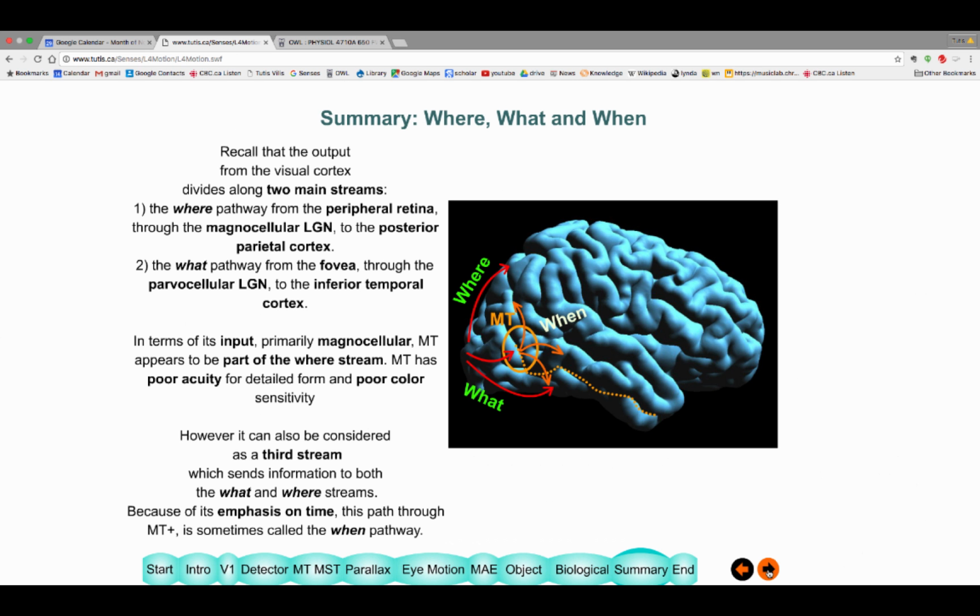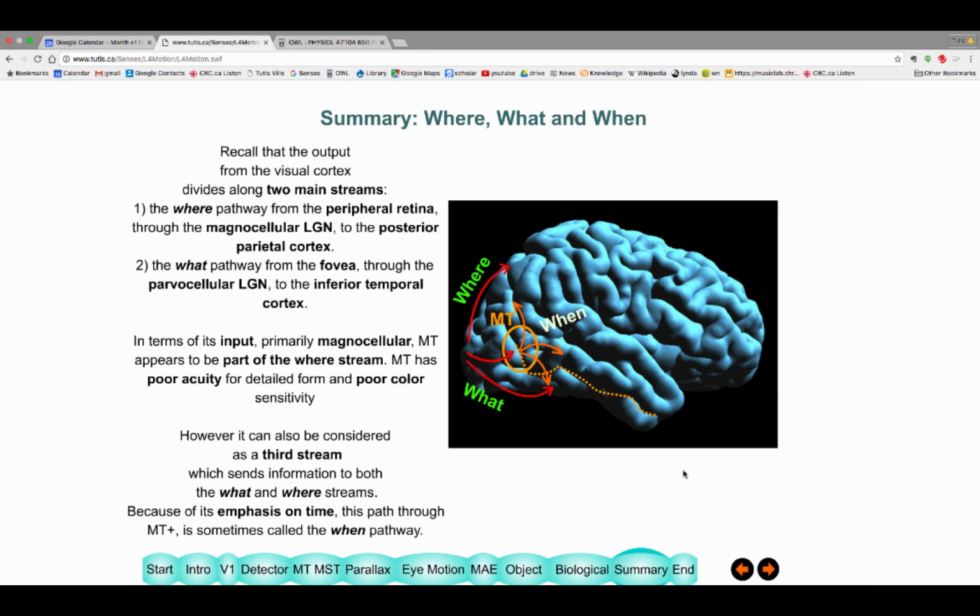Okay, we saw that the output from the visual system is divided into two streams. The where stream, which comes primarily from the peripheral retina, feeds the magnocellular LGN, and then goes to the posterior parietal cortex. We've got the what stream that comes primarily from the fovea, goes from the parvocellular LGN, and gives you details of what objects are in the inferior temporal cortex.